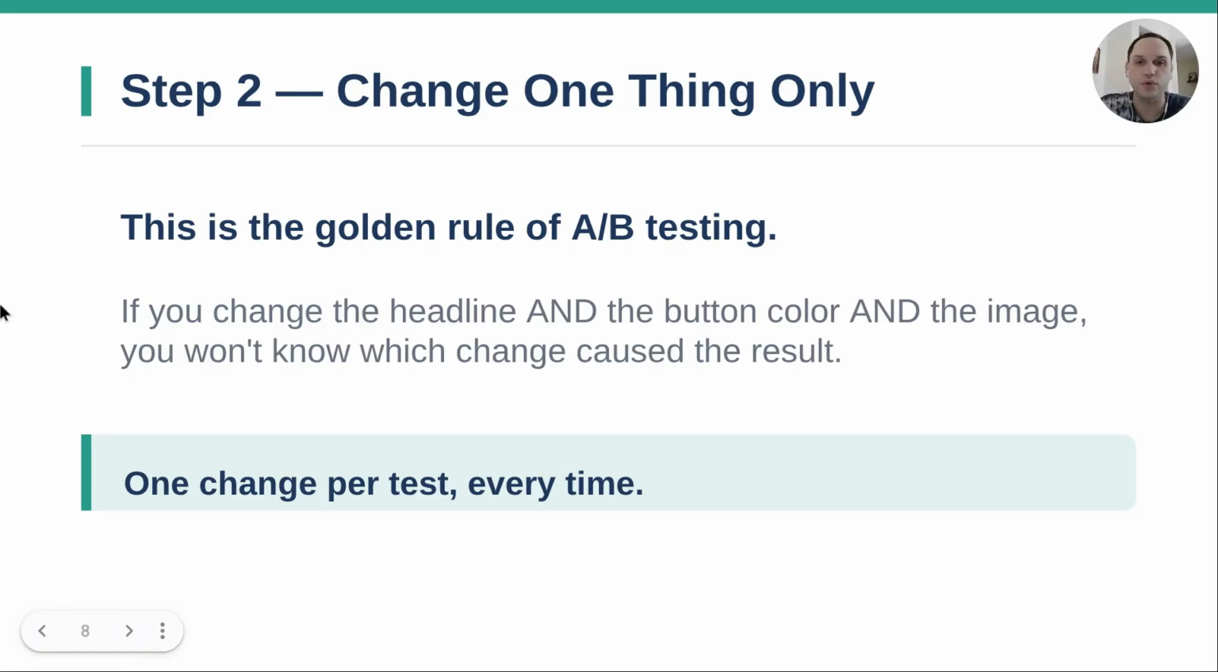Here's the golden rule, and it's non-negotiable. Change one thing only. It sounds obvious, but it's the mistake teams make constantly. If you change the headline and the button color and the hero image all at once, and version B wins, you have no idea which of those three changes caused the improvement. You can't learn from it, and you can't repeat it reliably. One change per test, every single time. Everything else stays identical between the two versions.